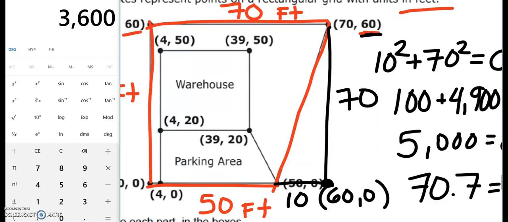So to get from 4,50 to 39,50, I had to go to the right from 4 to 39. That would be 35 boxes to the right. So my base here is 35.